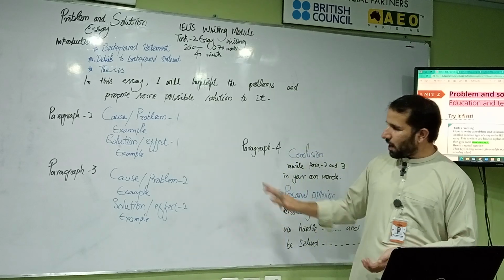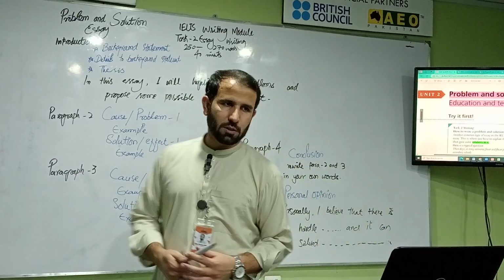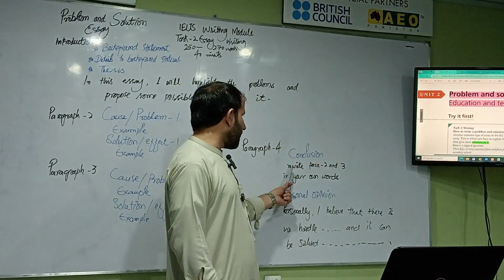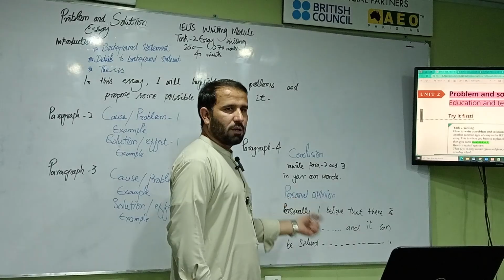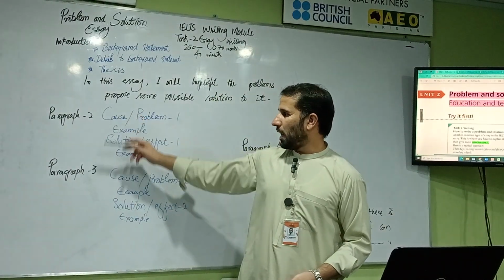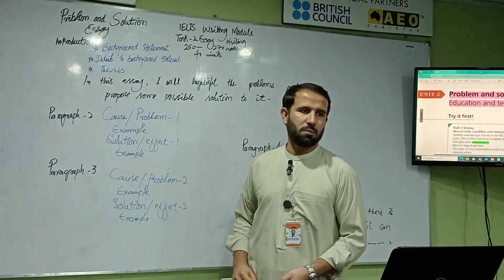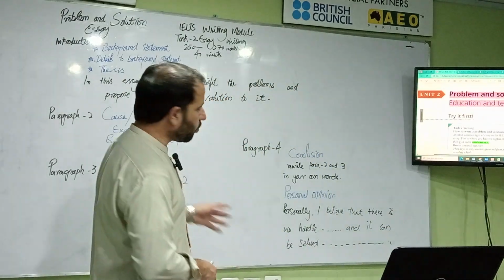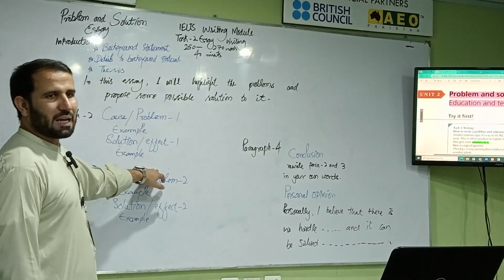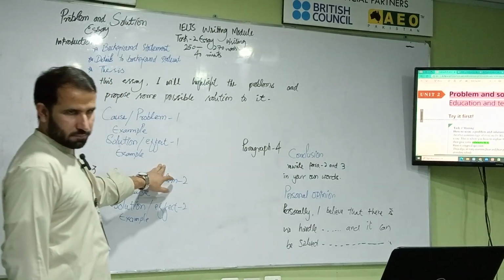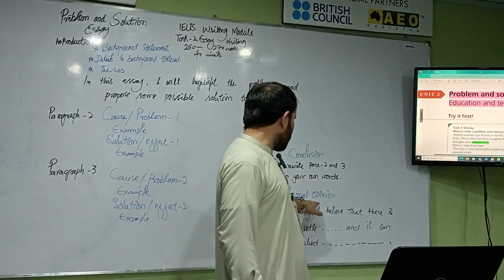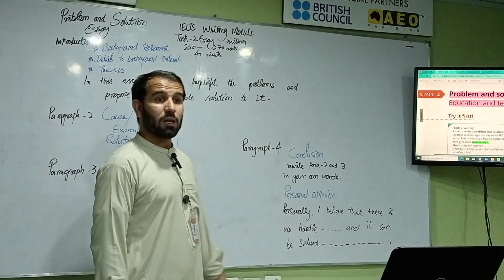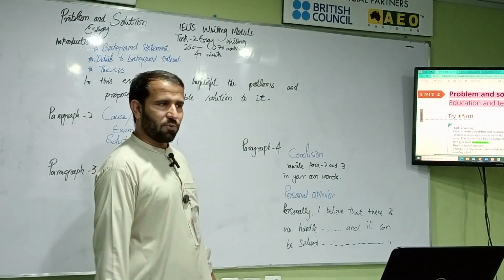Got it? Then finally we have to write the conclusion. The conclusion is based on rewriting paragraphs 2 and 3, body 1 and body 2. I mean to say cause and problem, and cause and problem. You can mention only one cause and problem along with an example, or you can write both in a complex or compound sentence. Got it? Then at the end you will write the personal opinion. What do you think? What is the good idea for you?